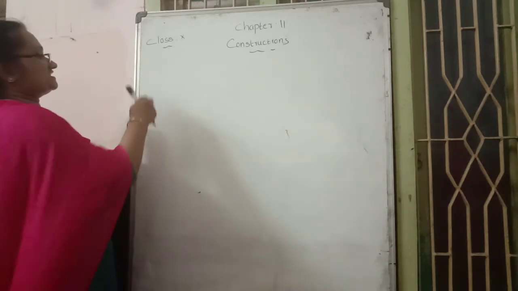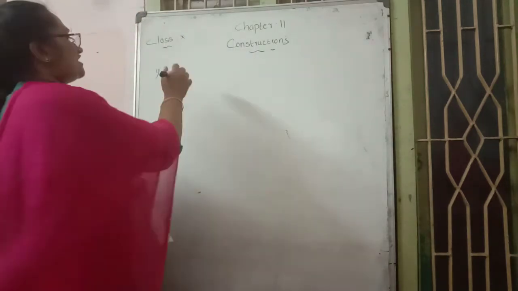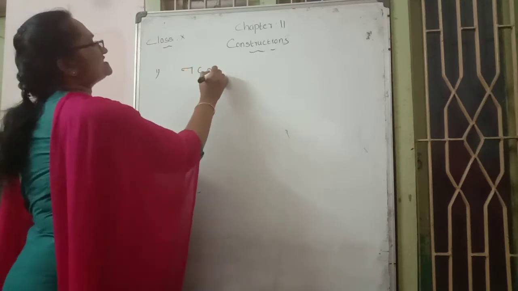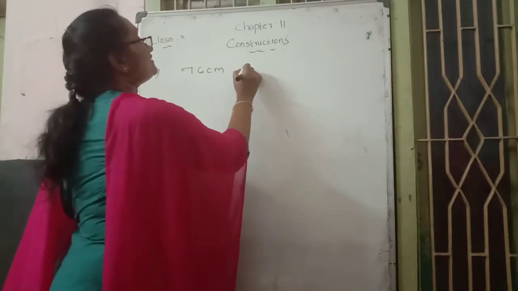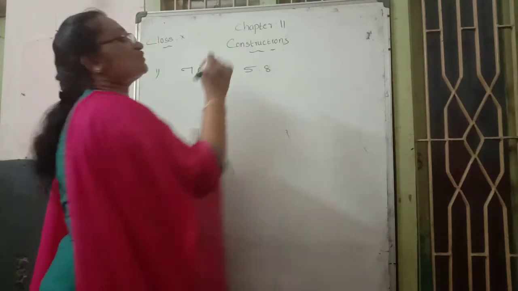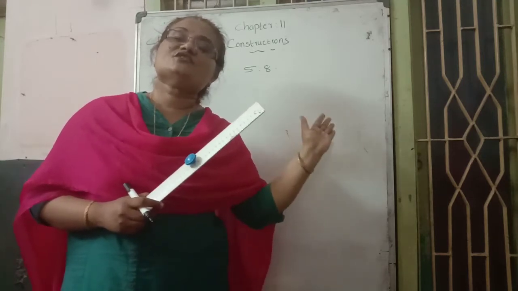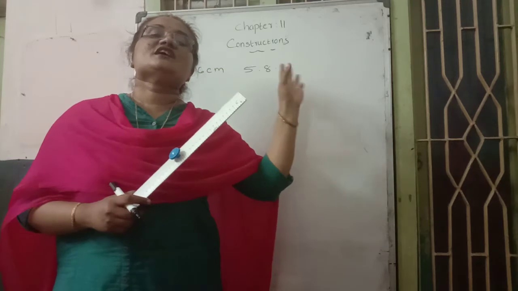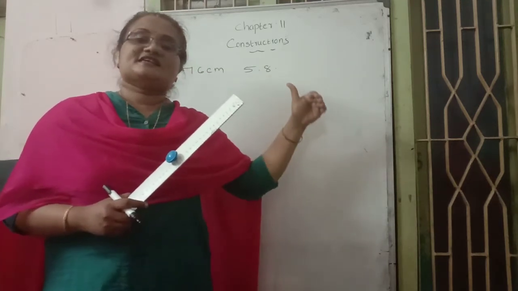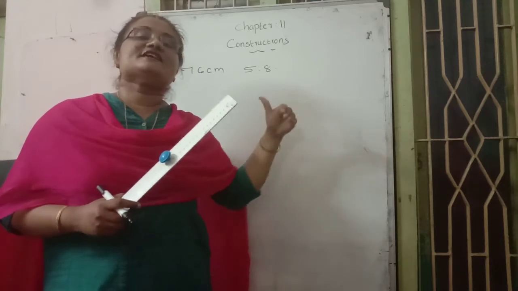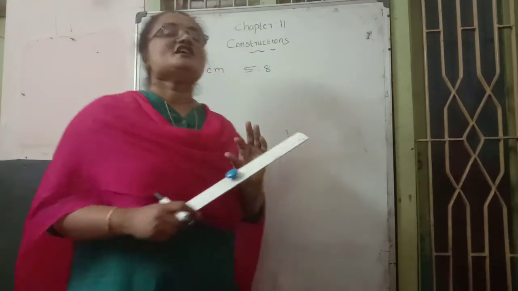First question, they tell us to draw a line segment. The measurement is given as 7.6 centimeters, and it is divided in the ratio 5:8. Then find the measures of the dividing parts. That is the meaning of the first question.